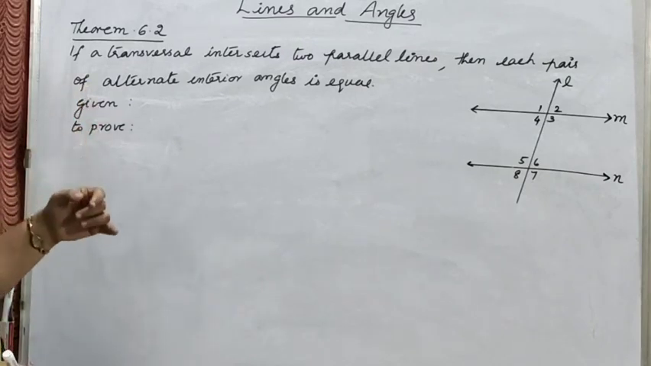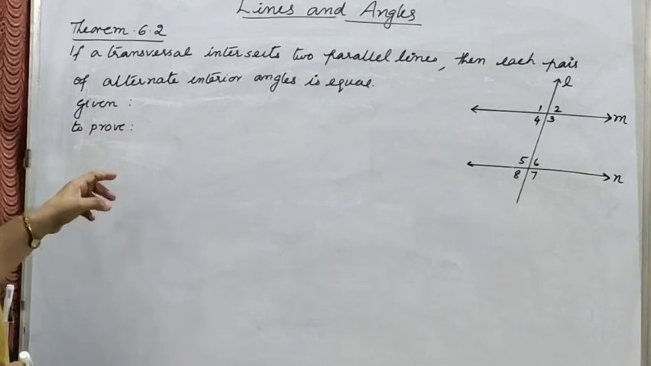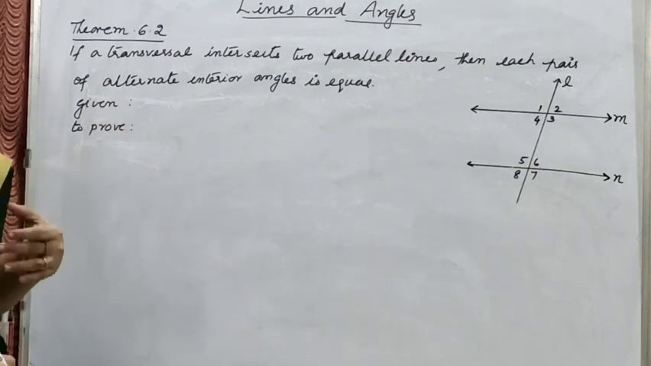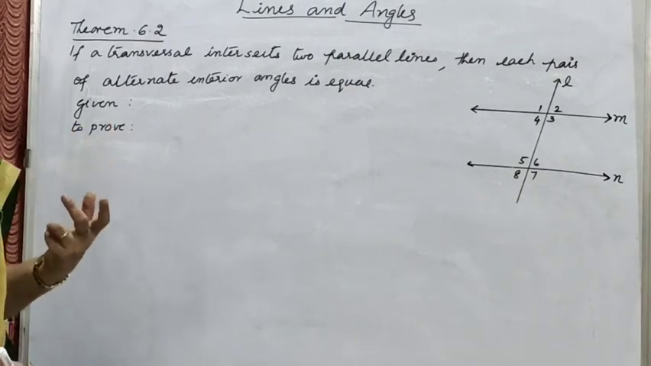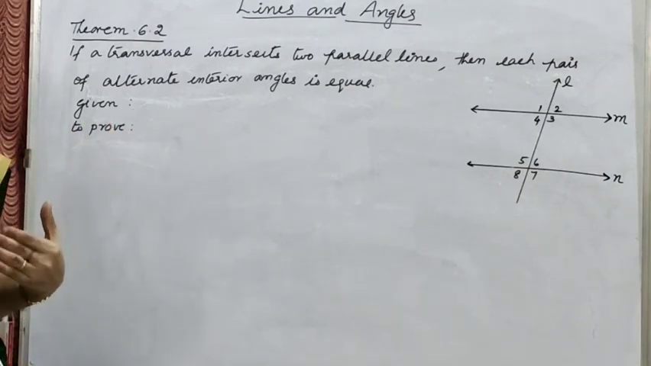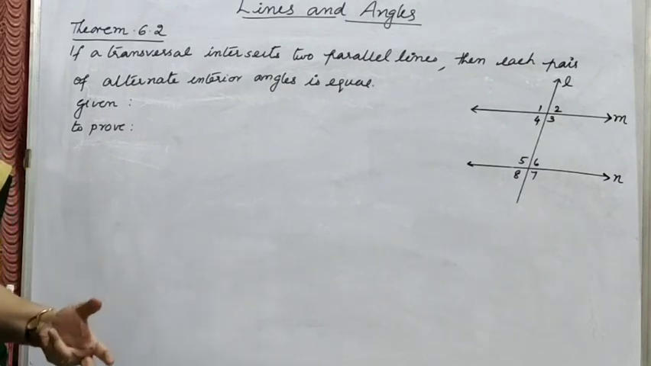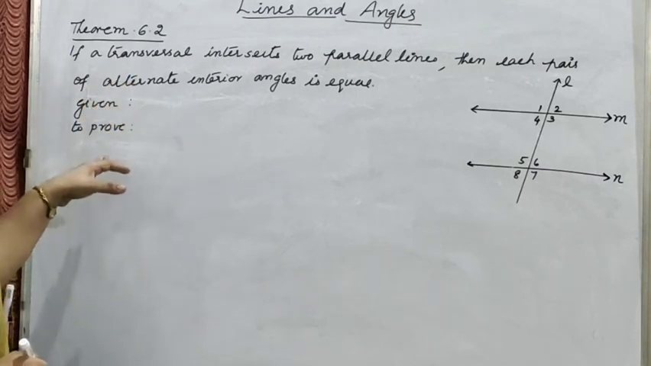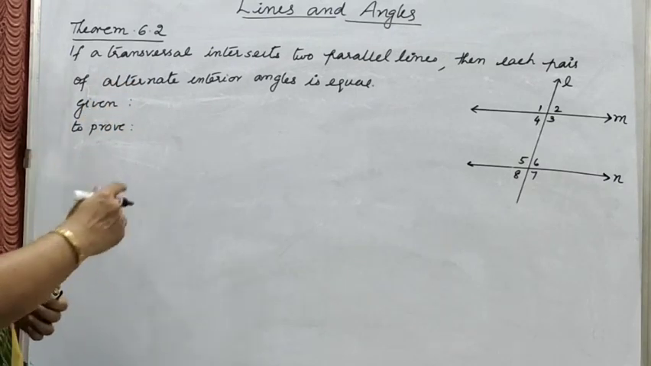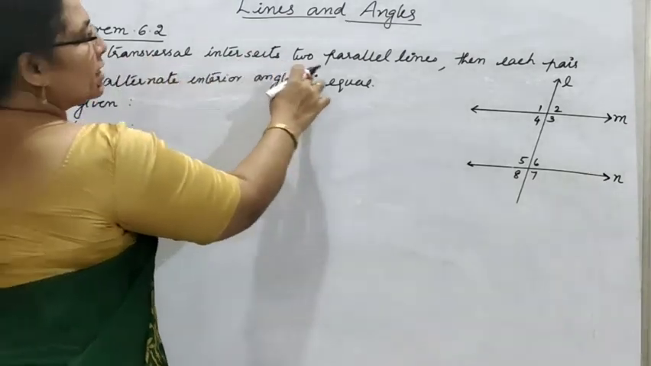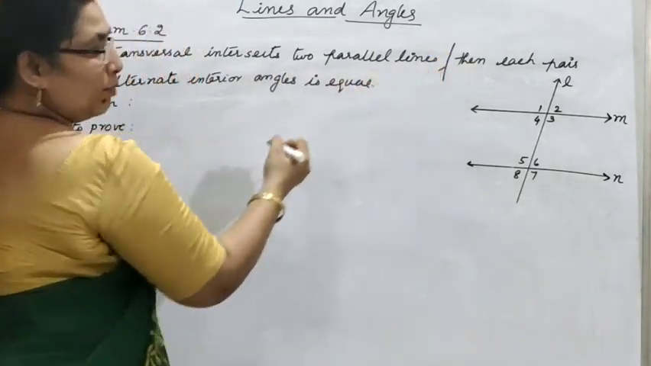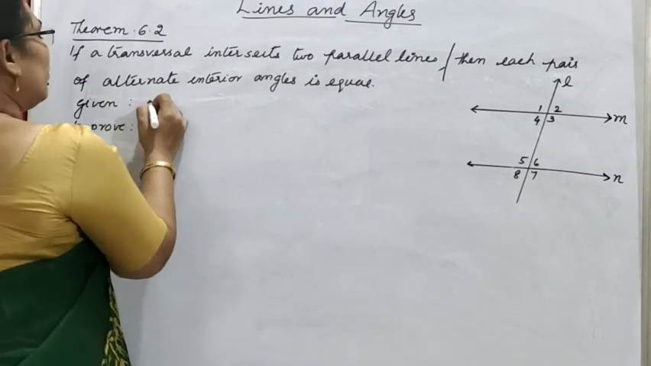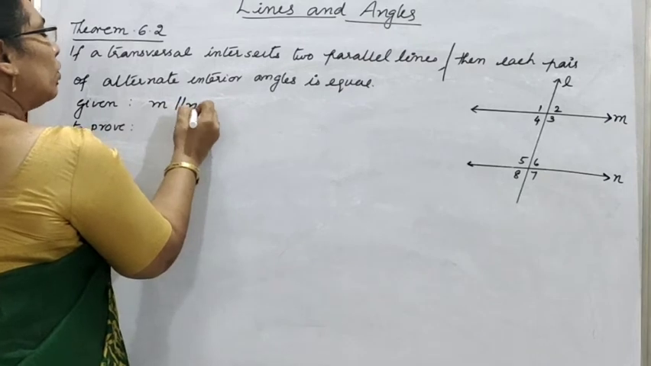Now the second theorem from this chapter: if a transversal intersects two parallel lines, then each pair of alternate interior angles is equal. You may say we know this already, but we have to prove it like a theorem. That means a statement should be written, and a reason should be written. First, you should identify what is given in the question and what is to be proved. Reading the question, if a transversal intersects two parallel lines, that is the given part. That means the transversal is L, the parallel lines are M and N, so we will write M parallel to N.